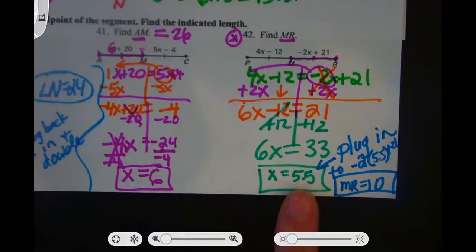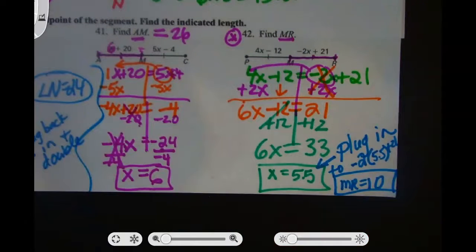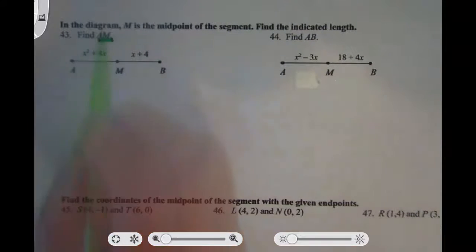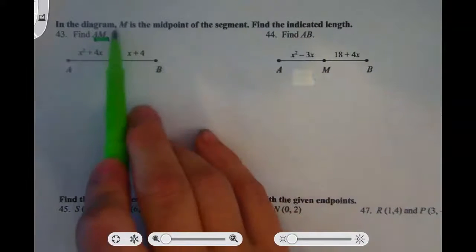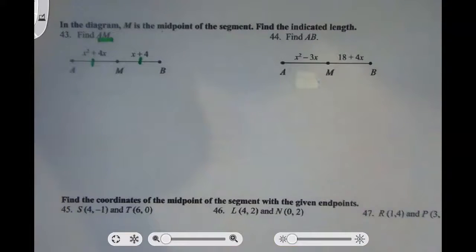It's okay to get a decimal answer, and then I plugged it back in to this side over here to find that. All right, let's go to the next problem. All right, so we're going to find segment AM. It's given that it's a midpoint, so we know this side equals that side.